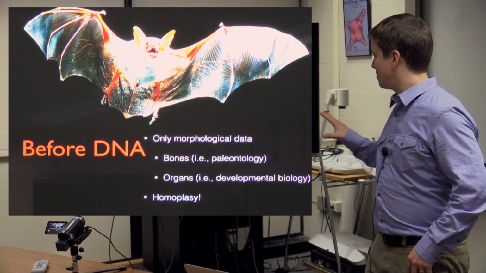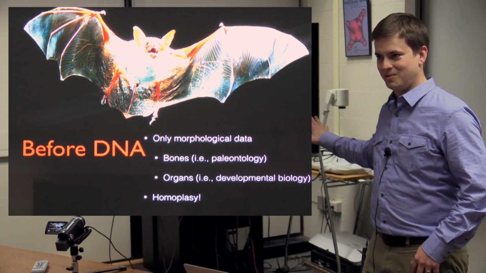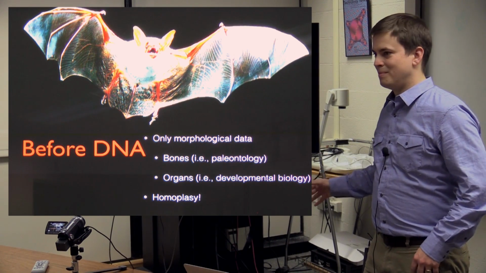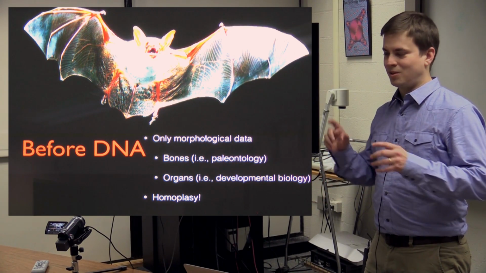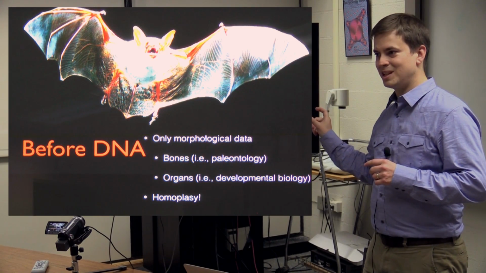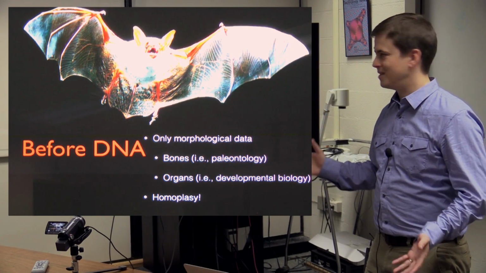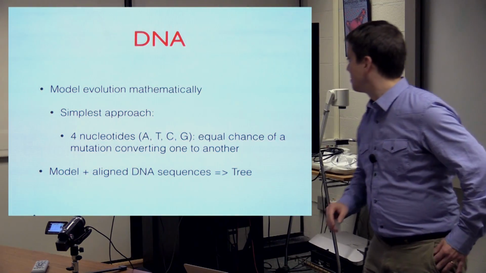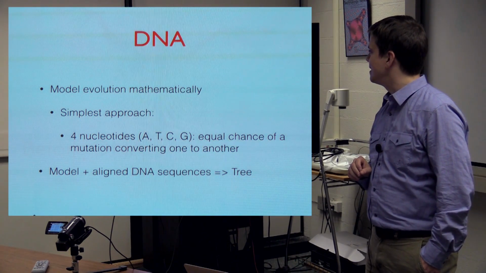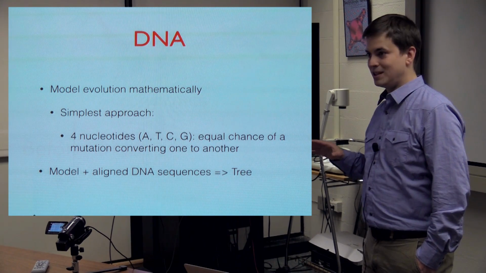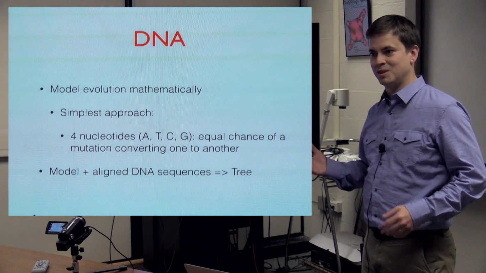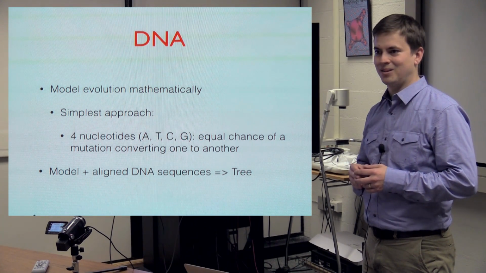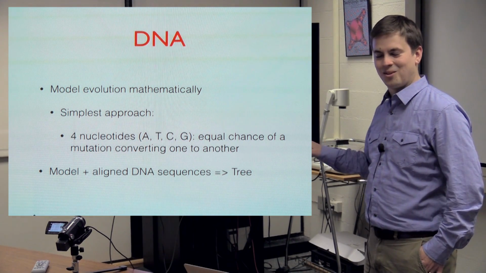Back when you had just morphological data to do these sorts of studies, you didn't know if you were right or wrong. You thought you might be right. Most of the little traits you looked at support one arrangement, but a few are discordant, and there wasn't a good way to work with that until people started sequencing DNA. The nice thing about using DNA sequences to figure out the relationships among animals is you can actually model how evolution works mathematically. I'm not going to go into that at all, so don't worry.